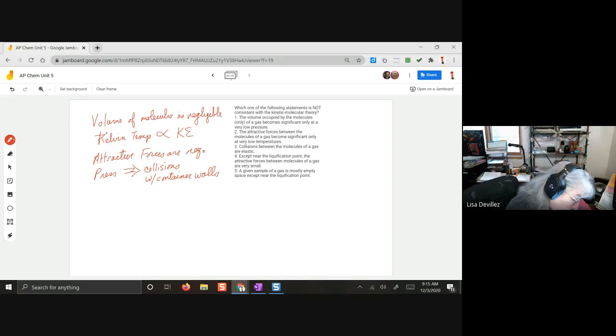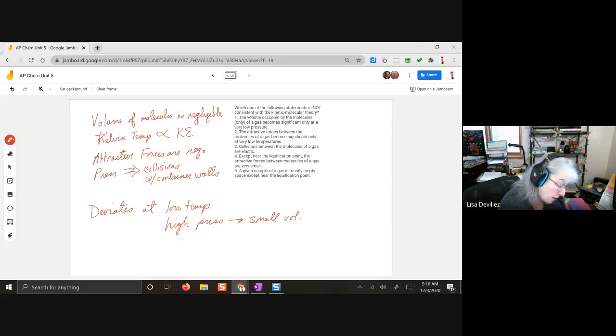Okay. Oh, and that's the other thing. All right. Also, it deviates at low temperatures or high pressures, which corresponds to a small volume. All right, so the volume occupied by the molecules of a gas becomes significant only at a very low pressure. And that one isn't consistent because it's at high pressures. At low pressures, you have a really large volume.